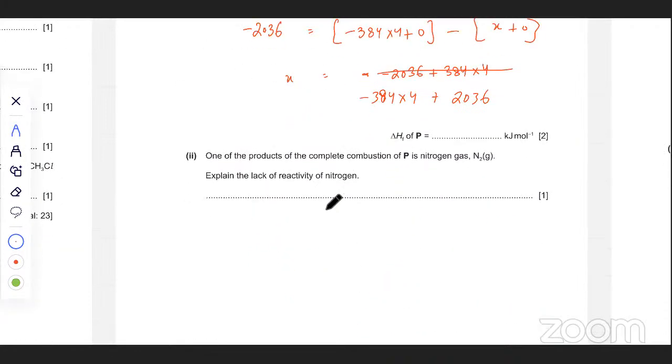And that's it. Now, one of the products of the complete combustion of P is nitrogen, so it's very unreactive. So why is it unreactive? Two reasons, not just one. One of the reasons is it's got a strong triple bond. So it's a pretty strong triple bond, high bond energy. It's very hard to actually break this bond.